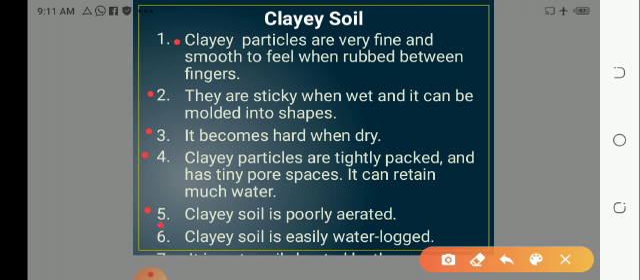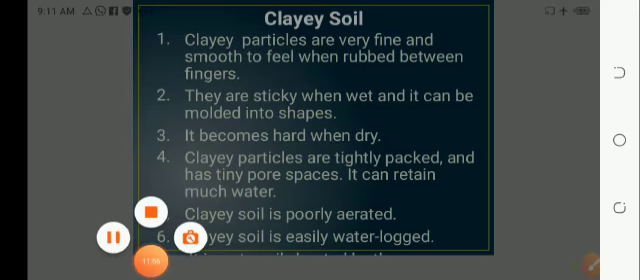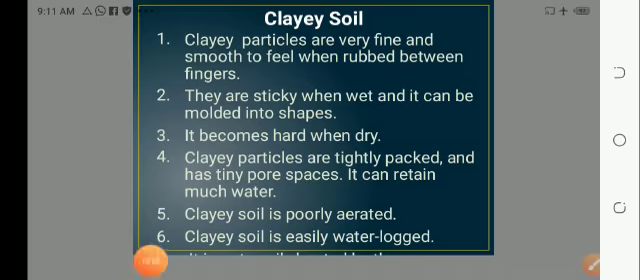Point number six, clay soil is easily waterlogged. It does not easily allow water to enter, but when water enters, it has a high water retentive ability. It retains water and it is easily waterlogged. These are the characteristics of clay soil.